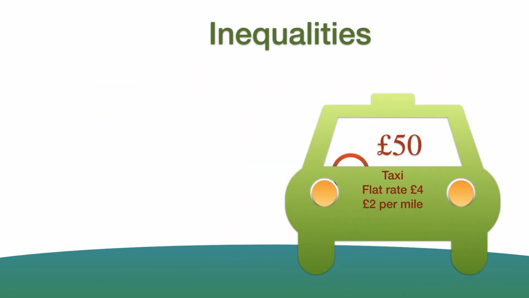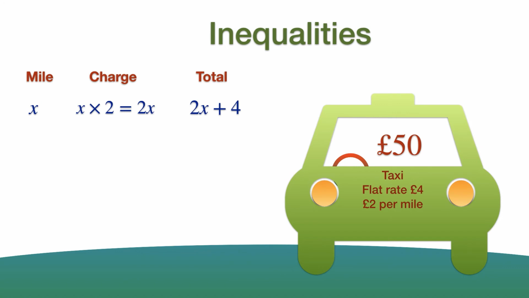Suppose that the number of miles you can travel with the budget is x miles. Then 2x is the amount you must pay to travel x miles, since every mile costs you £2. We also need to add the flat rate of £4. Therefore, the total amount you pay for x miles of journey is given by the expression 2x + 4. However, the total amount cannot exceed £50. This is your budget. Hence, the expression 2x + 4 has to be less than or equal to £50. This inequality can be solved for x.